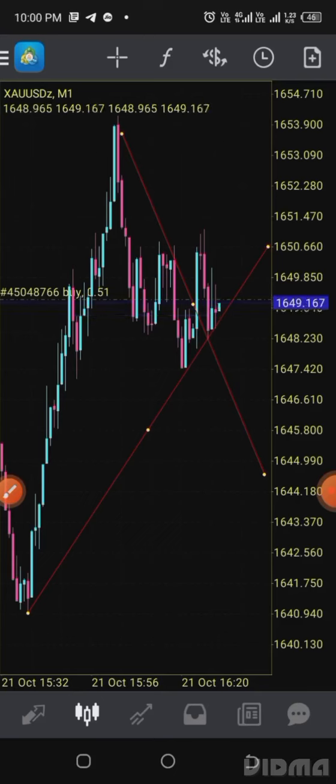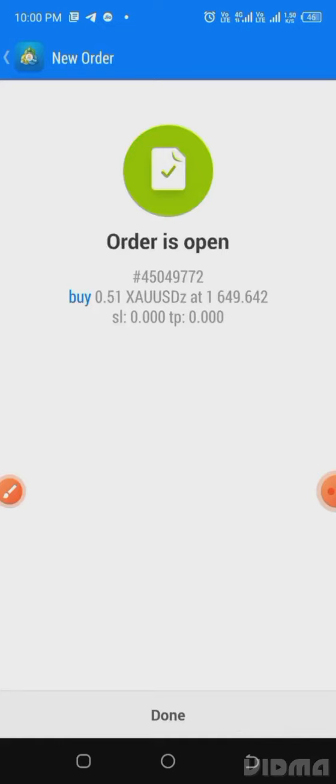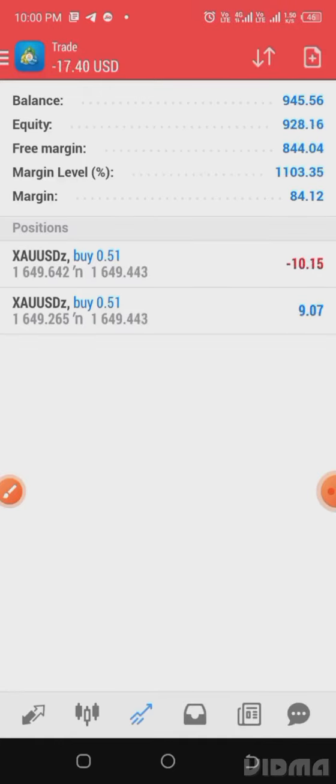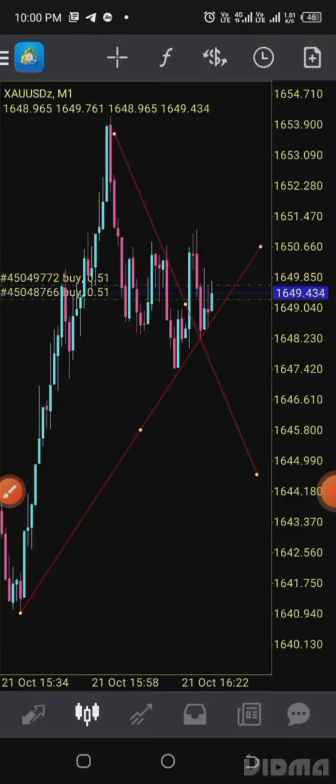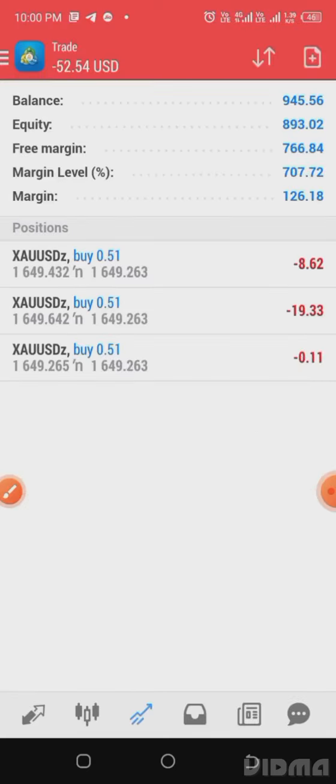You will see the market is now moving upside, 1649. So we took some more trades. Once it goes a little bit down or a little bit up, we always add lots, at least two to three lots, because we do scalping, so we need to book profit as early as we can.